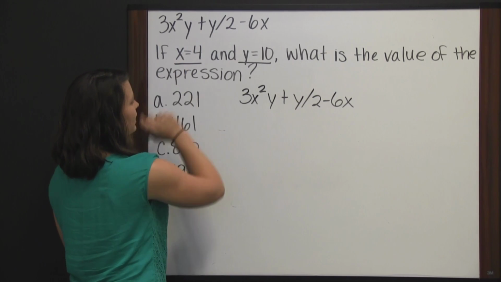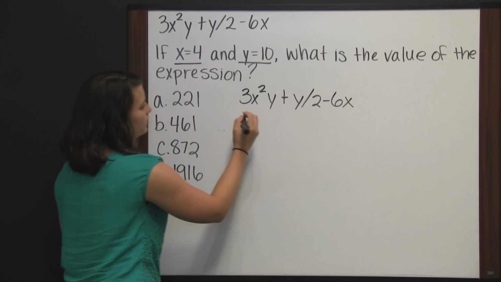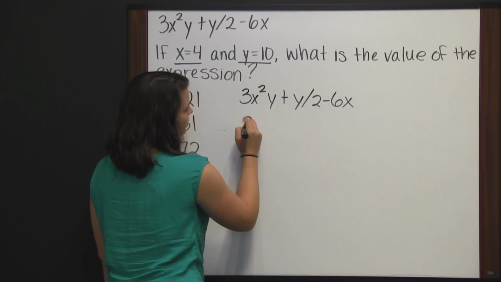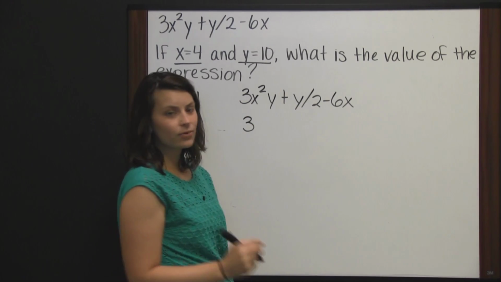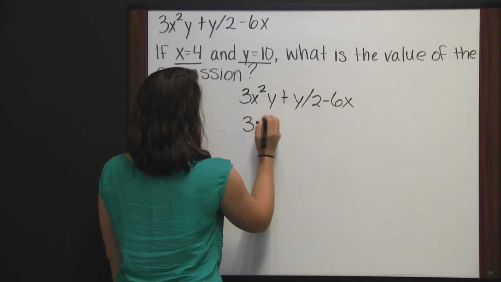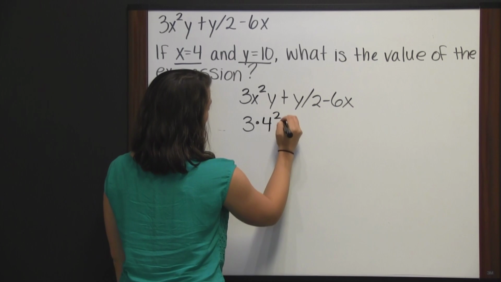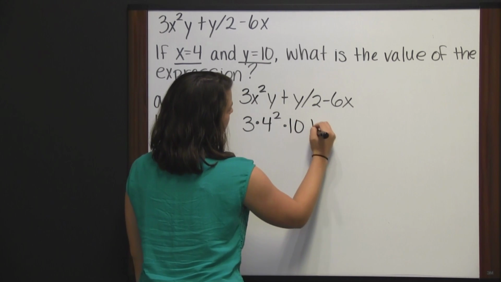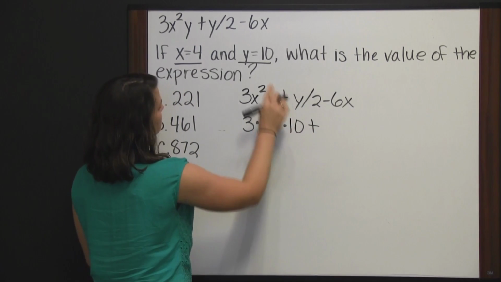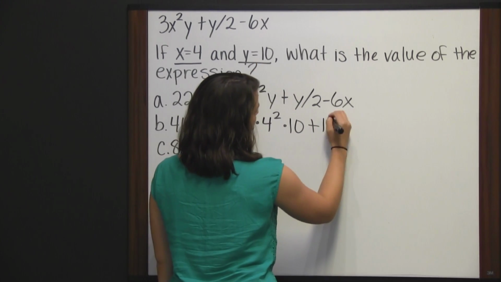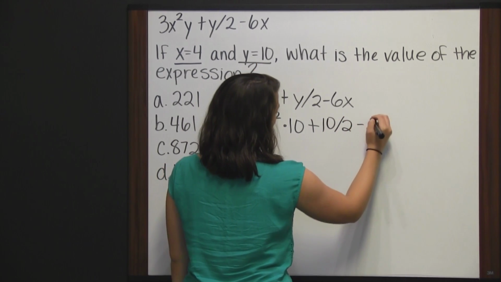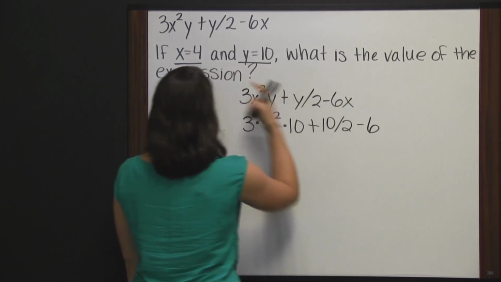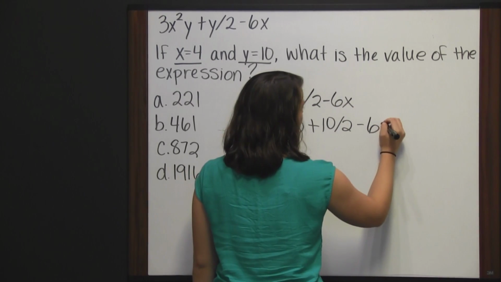So we're going to replace our x's with 4's. So we have 3, this is 3 times x squared, so it's 3 times 4 squared, times y, which is 10, plus y divided by 2, or 10 divided by 2, minus 6 times x, and we're replacing x with 4.